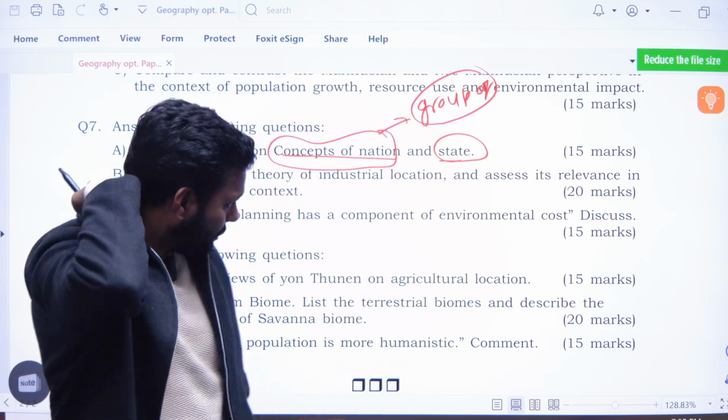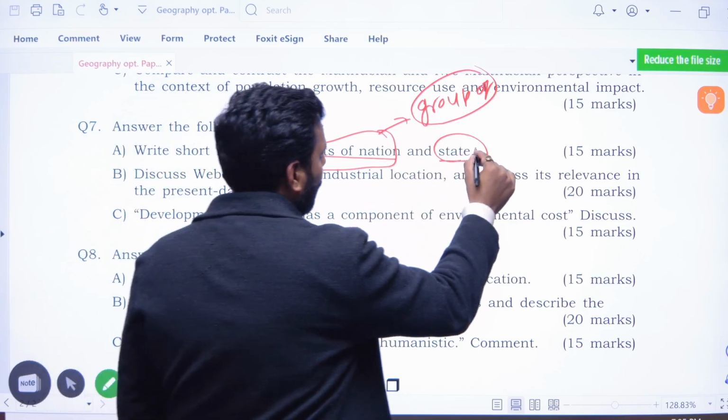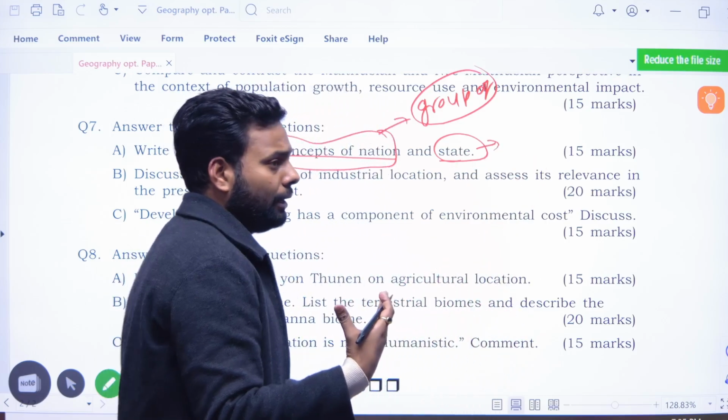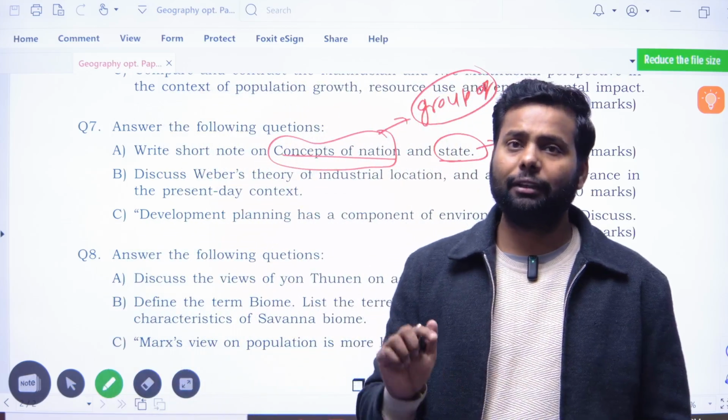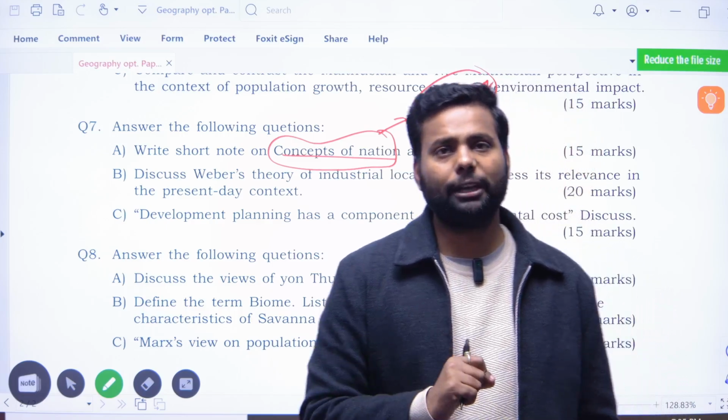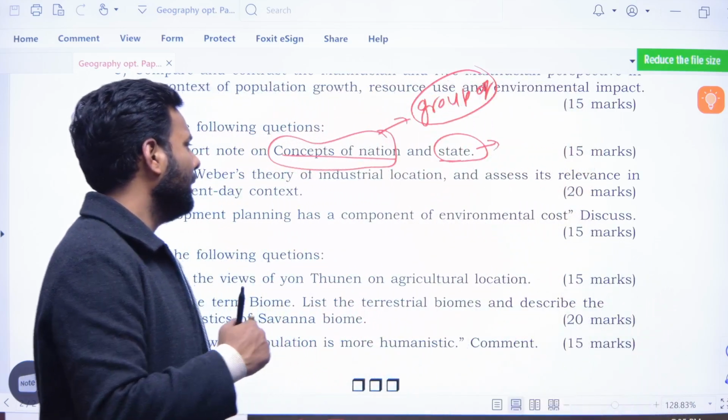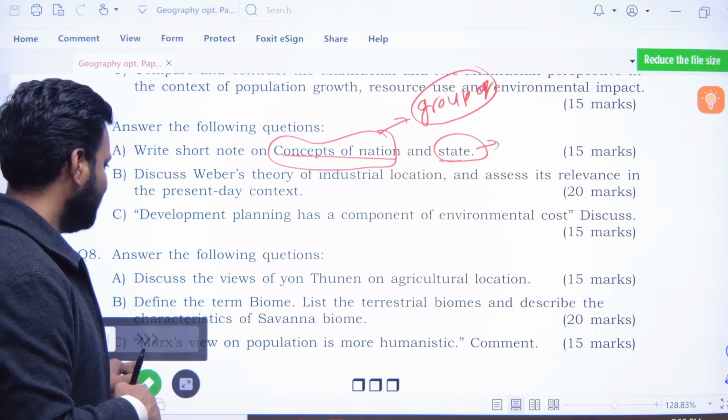State is something which is a vague term, which is not mandatory. The people are bonding with a common culture and common emotion. So you have to just simply mention and write down all these things.